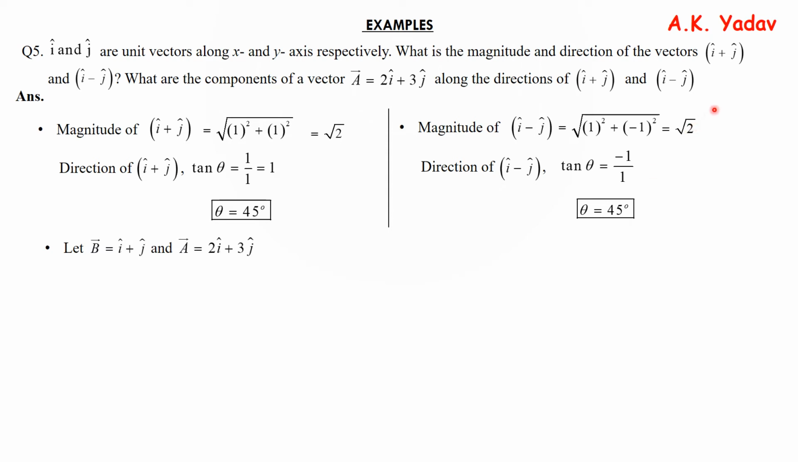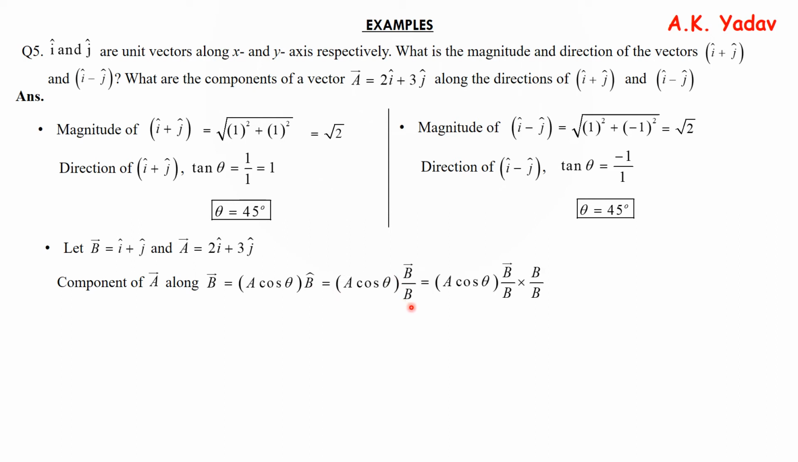Now let us consider i plus j is equal to vector b, and vector a is already given because we have to find the component part. Okay, now what is the component of a along b? It is a cos theta into unit vector of vector b. Now unit vector is vector divided by its magnitude. Now let us multiply and divide by b. Now you can see ab cos theta, which is equal to a dot b. b into b is b square, and this is b vector.